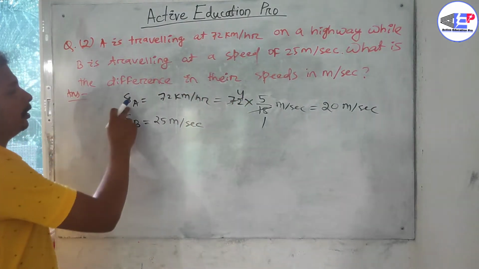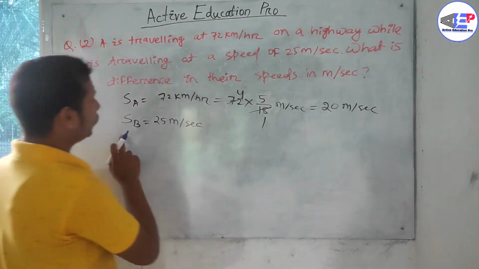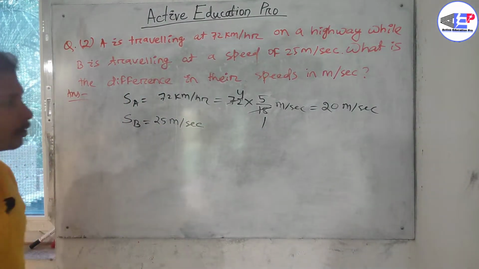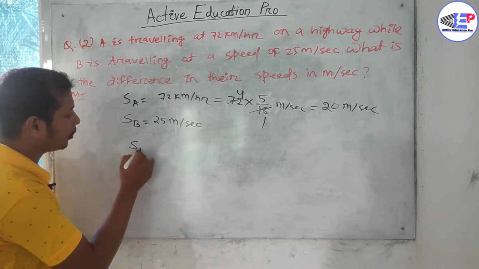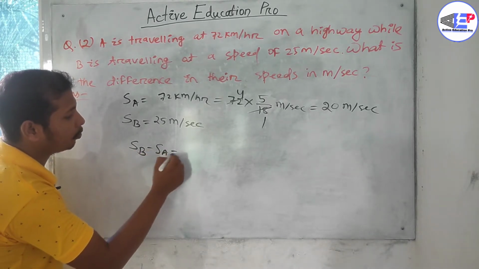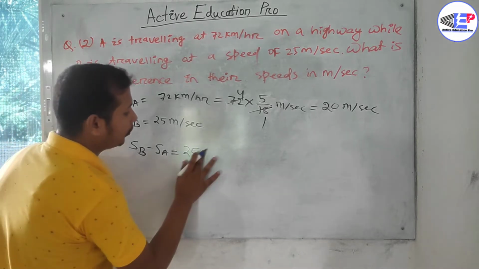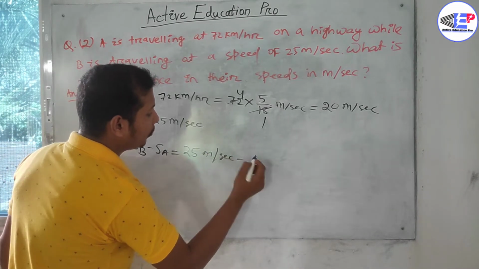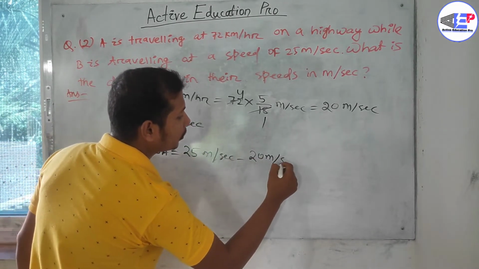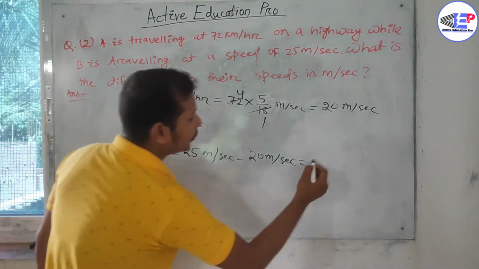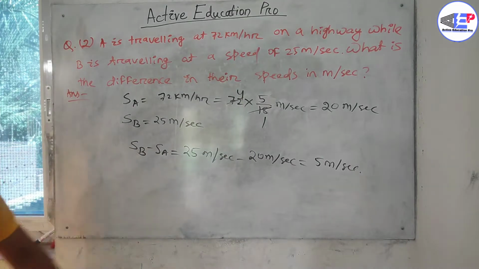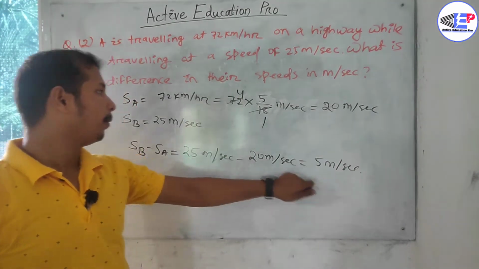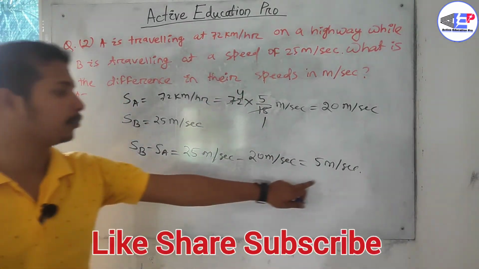So the speed of A is 20 meter per second and the speed of B is 25 meter per second. Next we have to find the difference. So difference between the speed of B and A will be equal to 25 meter per second minus 20 meter per second. So it will become 5 meter per second. So this is the difference of speed of A and B, which is 5 meter per second.